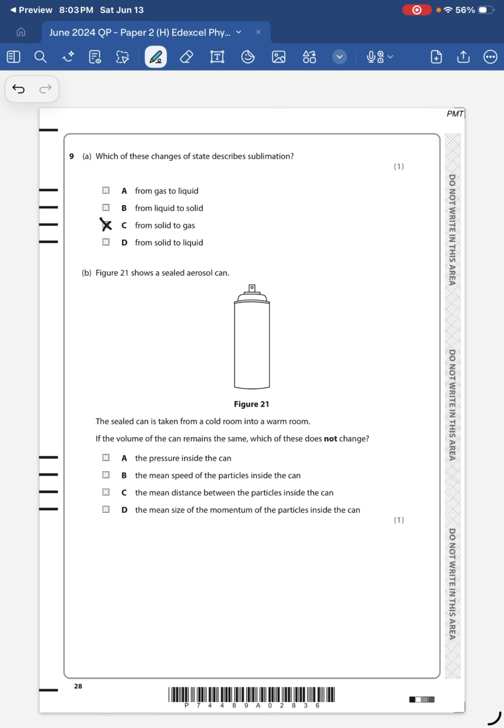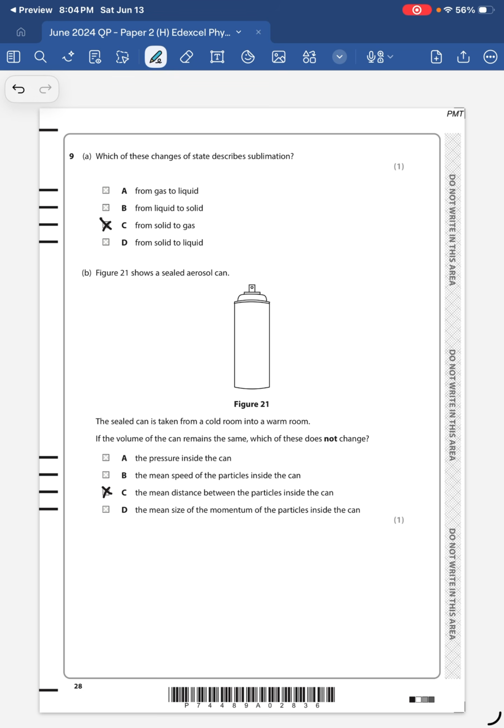C, the mean distance between the particles inside the can. Okay, that's a candidate because the volume is fixed and the number of particles is fixed. So yeah, that sounds plausible. Let's read D. D states the mean size of the momentum of the particles inside the can. That's going to change, right? Because the energy increases, so momentum increases. So C is the correct answer.